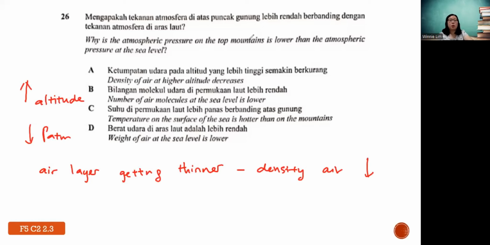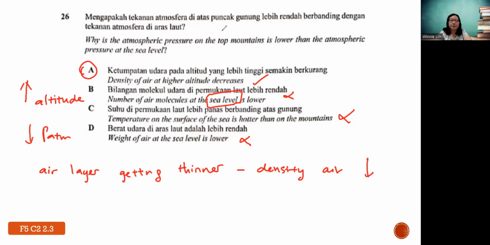Okay, so we see the choices. Density of air at high altitude decreases, correct. The number of air molecules at sea level is lower, wrong, it's supposed to be at the mountain. The temperature of the surface of the sea is hotter than the mountain, that does not affect it. And the weight of air at sea level is lower? No. By right, you are nearer to the earth, so it's supposed to be higher as well. So the answer is A.